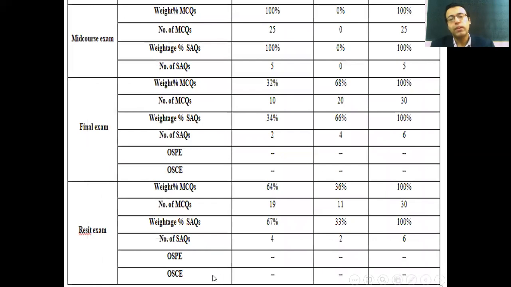So number of MCQs here will be 19. Number of MCQs of theme 2 will be 11. Then number of short answer questions from theme 1 will be 4. Number of short answer questions in theme 2 will be 2.